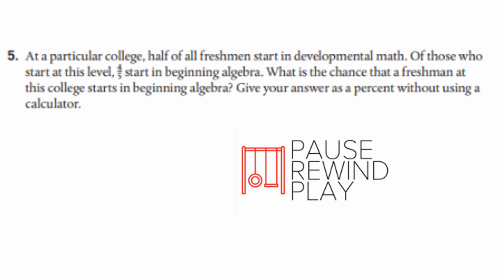Here's another problem. At a particular college, half of all freshmen start in developmental math. Of those who start at this level, 4 over 5 start in beginning algebra. What is the chance that a freshman at this college starts in beginning algebra? Give your answer as a percent without using a calculator. Okay, so pause and think about this, come up with an answer, and we'll see how you do.